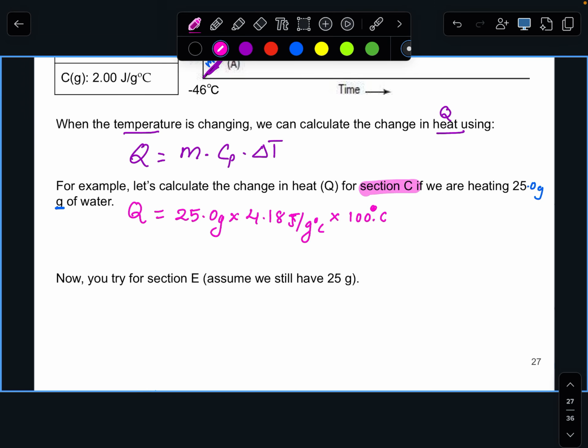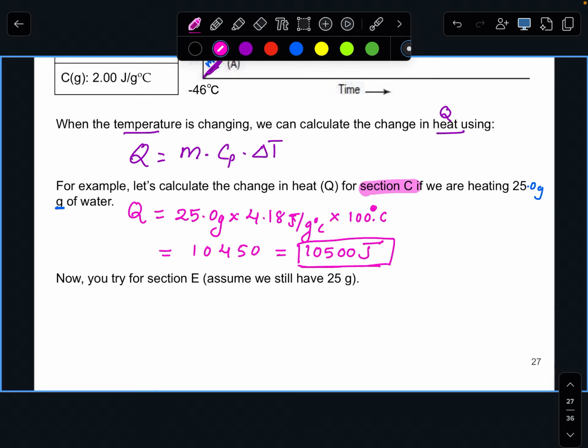I don't want anyone to round your answer to 1 sig fig. Okay. And the final answer is 10,450, or I will write what? 10,500. So that is the answer for heating water from 0 degrees Celsius to 100 degrees Celsius. You have to supply this much energy. Do you all understand how to do it?